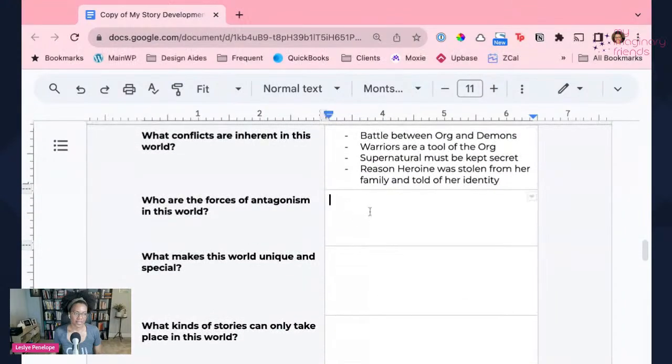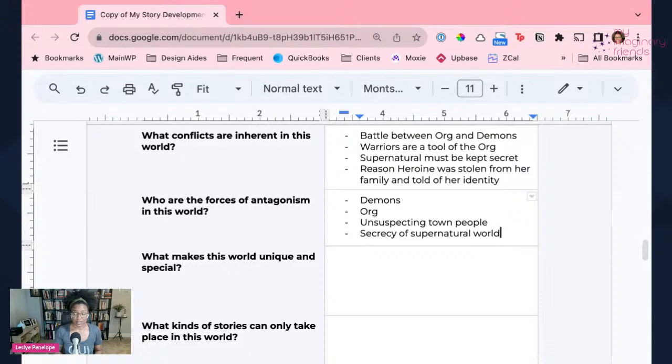So, forces of antagonism, again, it's similar to the other question, but we have the demons, the org, the unsuspecting townspeople who need to be kept unsuspecting. Those are kind of the big forces, and then just secrecy. I think the idea of secrecy of the supernatural world is sort of a force of antagonism.